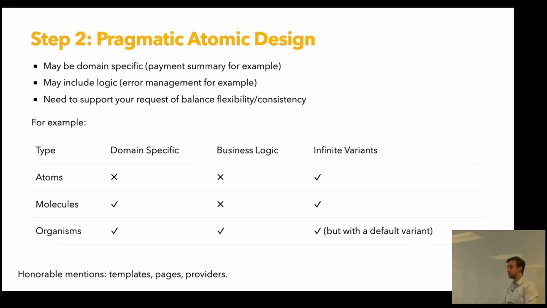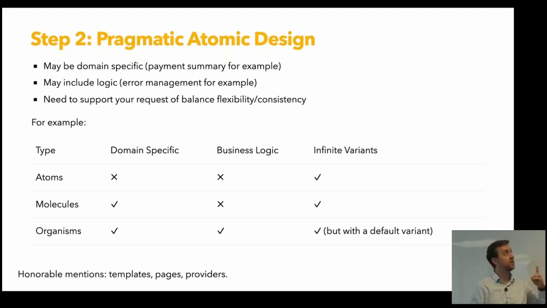So, for example, most of our atoms could be reused in another company. But as soon as we are at molecule, it starts to be really closer to our business, which is, for example, the travel industry for us. However, we say, okay, for molecule, no business logic, only UI components. Atom and molecule are UI components. We don't want any logic inside. However, for organism, we accept all the logic we want.